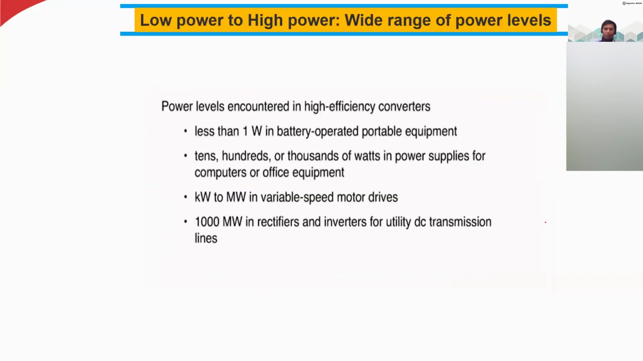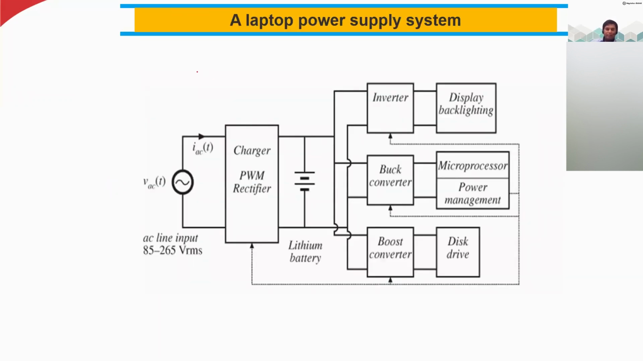I am not talking about this since this is an introduction lecture. I think I have already given enough examples, but this is one more, another simple example. This is the laptop power supply system that you are using every day. This is how the power supply system is working. You are getting the power output from your outlet, the wall contact. You are getting the AC voltage. And you have the charger, that is the PWM rectifier, lithium battery, and we are here.